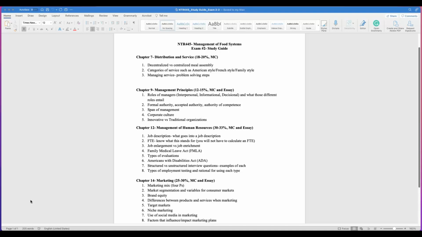Chapter 9, management principles. So you will have multiple choice and an essay or short answer question here from this section. You'll want to be able to identify the different roles of managers. We had the case study about this in class where we had interpersonal, informational, and decisional roles. So be able to identify some roles under each of those categories.